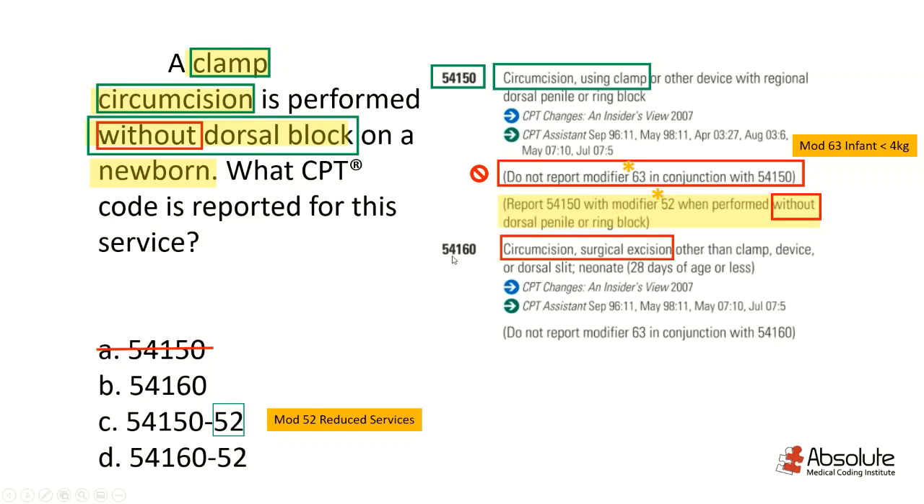All right, for 54160, that was for a surgical circumcision. This was not performed surgically. They used a clamp. All right, there we go. 54160. That's why that one's off the table, and that's why 54150 is your choice.